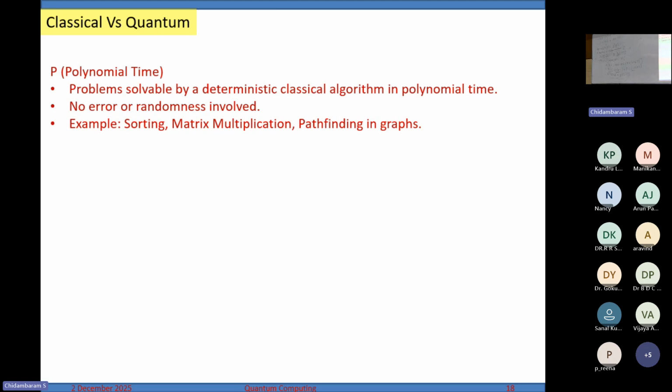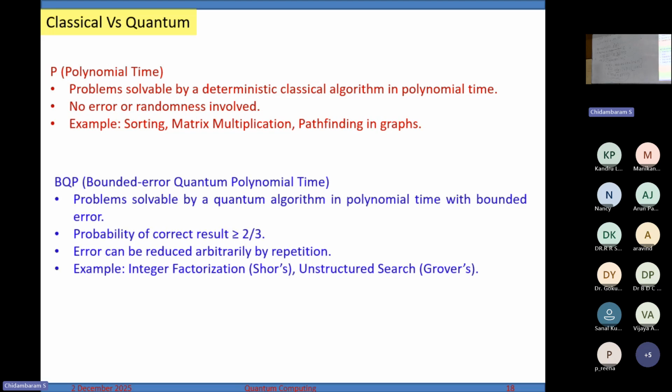Another interesting thing is about the algorithms, which will probably be discussed tomorrow. Sir was telling that he is going to handle design and analysis of algorithms, right? So in class you may talk about algorithms that are solved in polynomial time, meaning problems solvable by a deterministic classical algorithm in polynomial time. In these algorithms, you don't expect any error or randomness, as in classical algorithms like sorting, multiplication and so on.